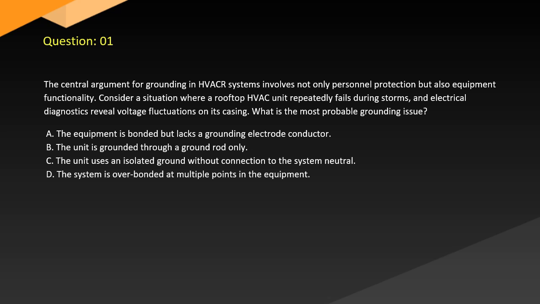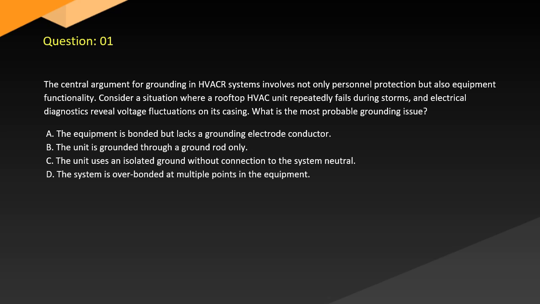Question 1. The central argument for grounding in HVACR systems involves not only personnel protection but also equipment functionality. Consider a situation where a rooftop HVAC unit repeatedly fails during storms and electrical diagnostics reveal voltage fluctuations on its casing. What is the most probable grounding issue?